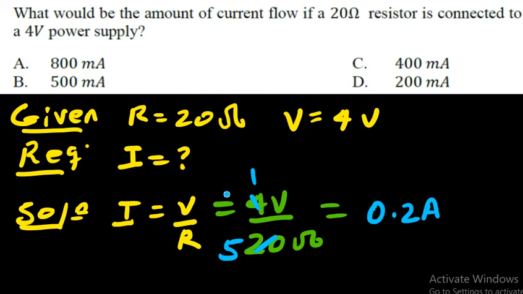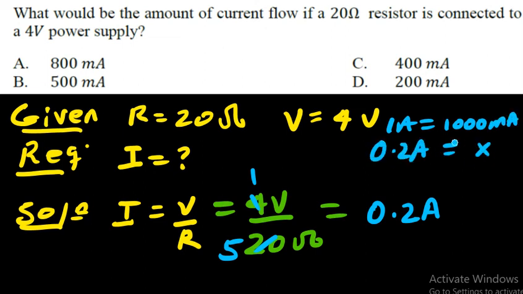ampere. But when you see the choices, they don't contain ampere. All of them are milliampere, but you know that 1 ampere is the same as 1000 milliampere. So what will be 0.2 ampere? Just multiply by 1000. When you multiply by 1000, the point will be shifted once and the two zeros remain. So the answer will be 200 milliampere, which is D.